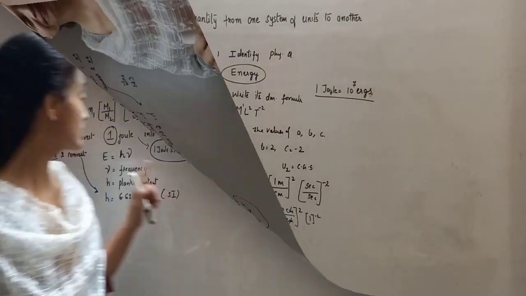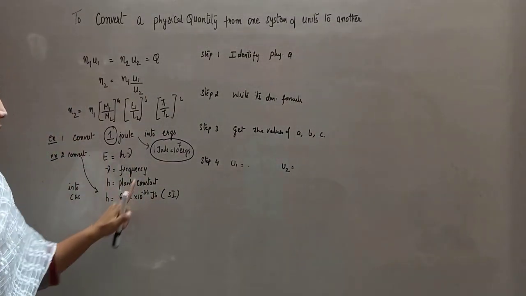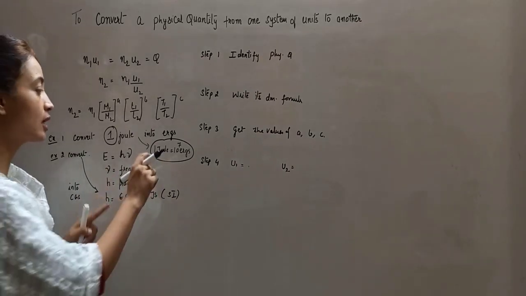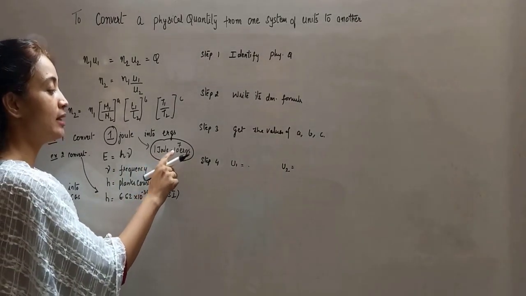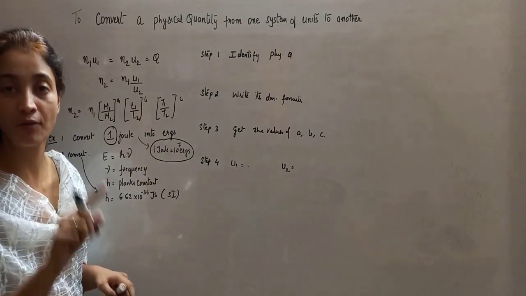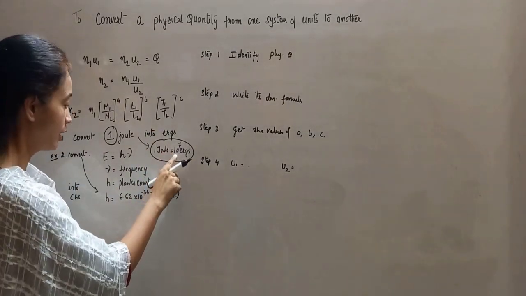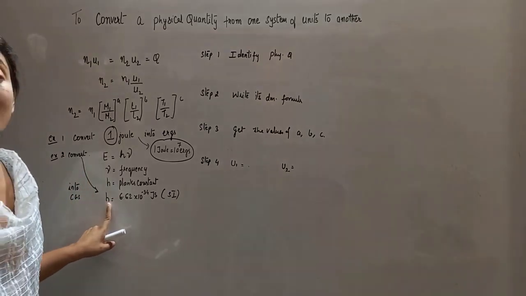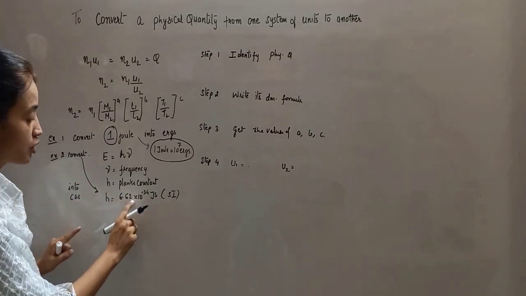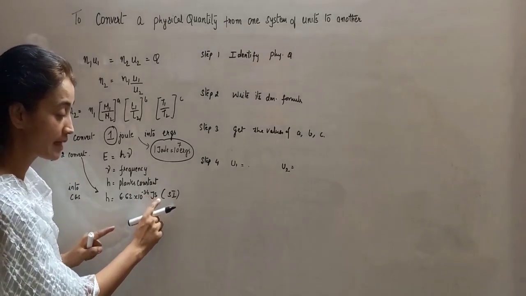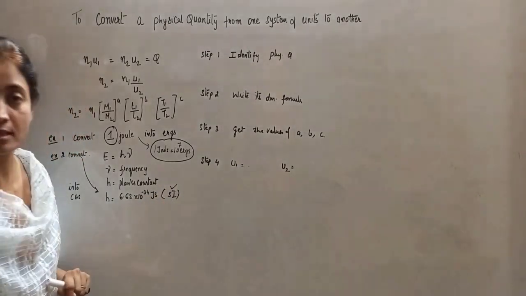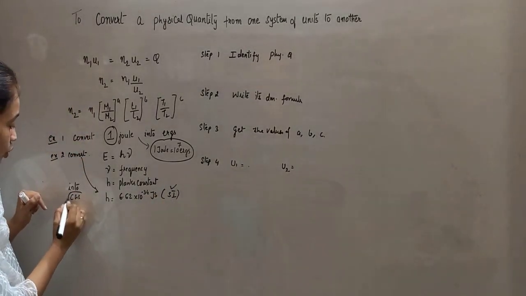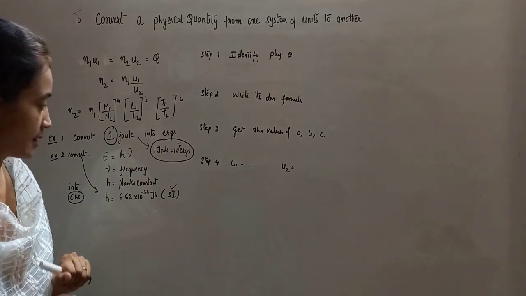Okay, now we will do the second question. After getting the answer for the first question, what is the conclusion? 1 joule is equal to 10 to the power 7 ergs. This is what we have concluded. Now we will do this one. We have to convert the value of Planck's constant, which is 6.62 into 10 to the power minus 34 joule second. It is given in the SI system and you have to convert it into the CGS system.